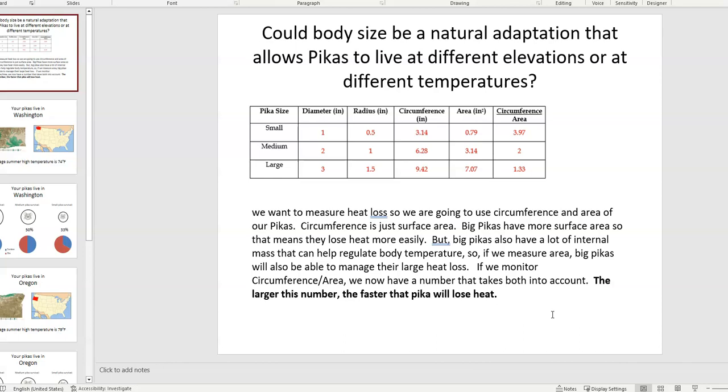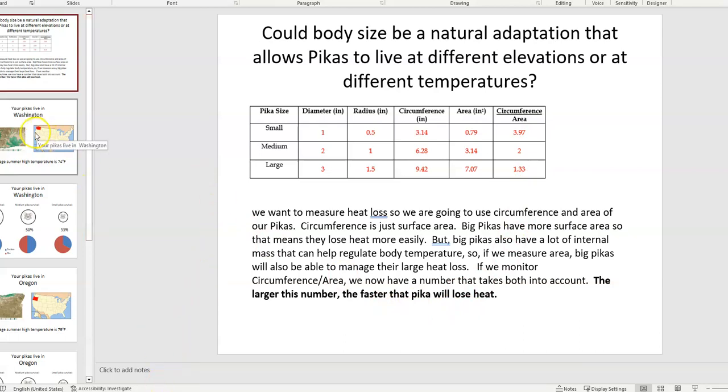So what they're going to do is monitor the circumference divided by the area, which takes both the surface area where you lose heat and the internal area where you generate heat into account. And what you need to know is the larger this number, the faster that pika will lose heat. So small pikas lose heat a lot faster than large ones. And that's something we might have already intuitively known, but here's the data to show you.